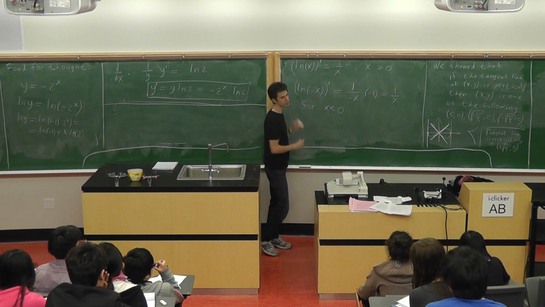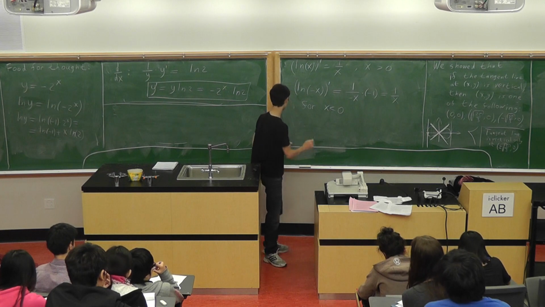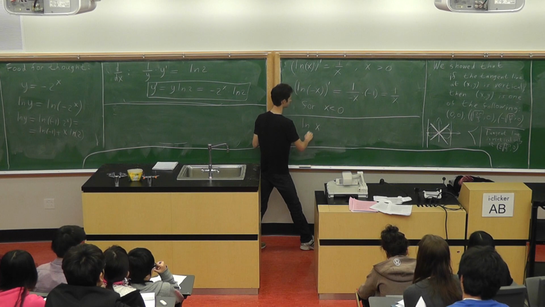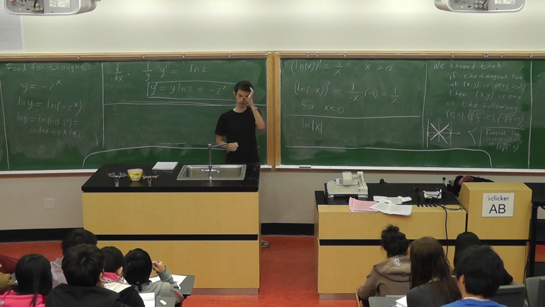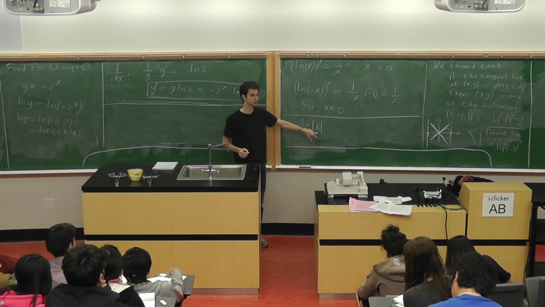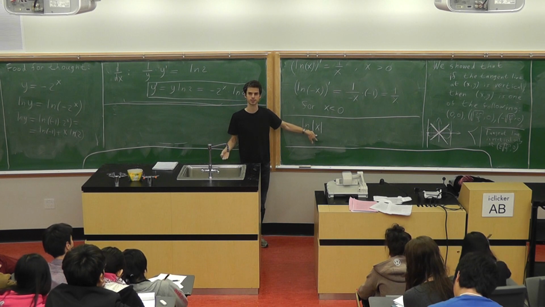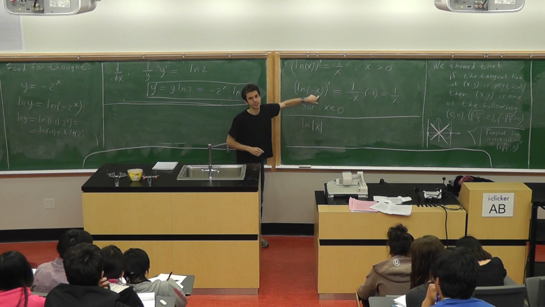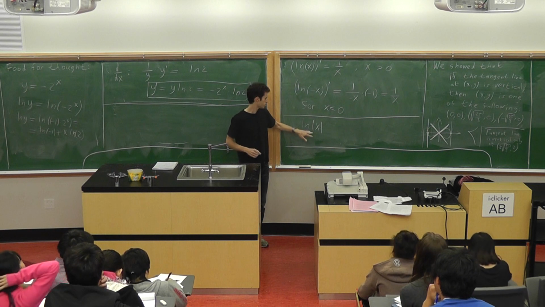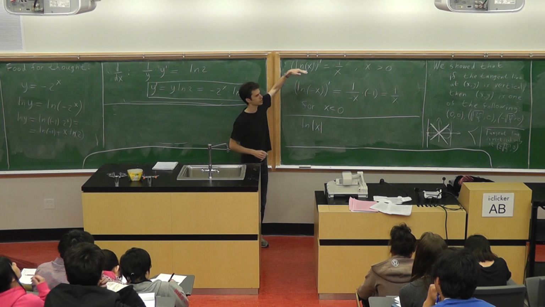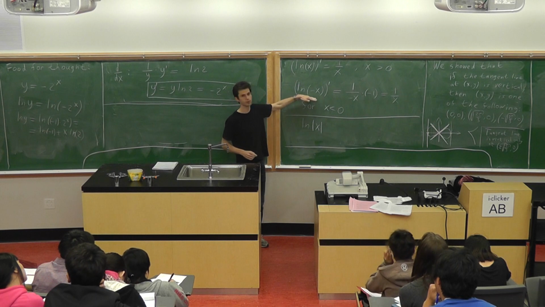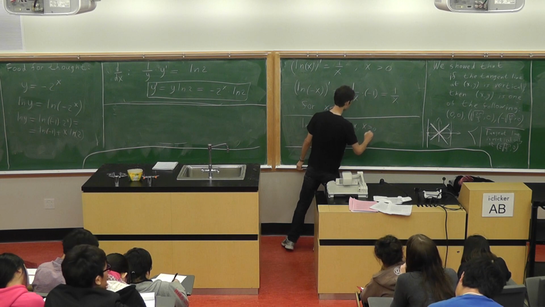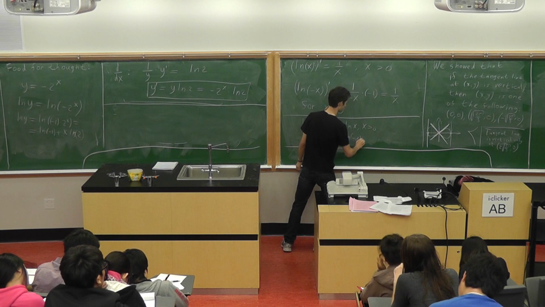So let's combine these two functions to form just one function. How? Let me take logarithm, but now not of x, but rather of the absolute value of x. Why is it good? When x is positive, I'm just taking ln of x. When x is negative, I just remove the negative sign, so I'm taking ln of negative x. So it's ln of x when x is positive, and ln of minus x when x is negative.